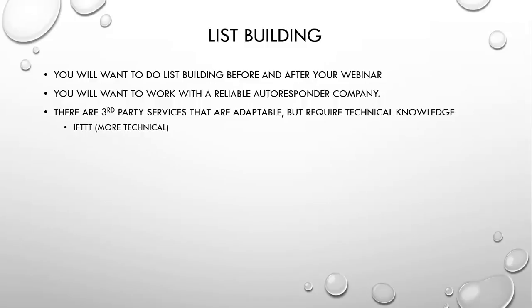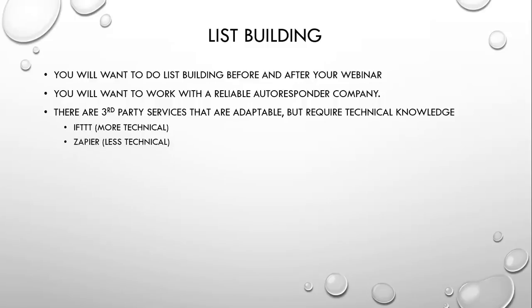IFTTT is a free open source application that allows people to program things to happen when a certain action happens. For example, what you will want to happen is you will want to be able to invite people to a webinar, and you'll want to add people to your autoresponder list at the same time. Now, there are no autoresponder companies where this is automatic, and you will need to have something to do that. You can do that with a program like IFTTT. It does require quite a bit of maneuvering and programming.